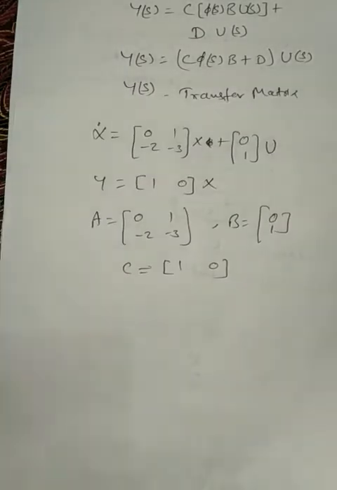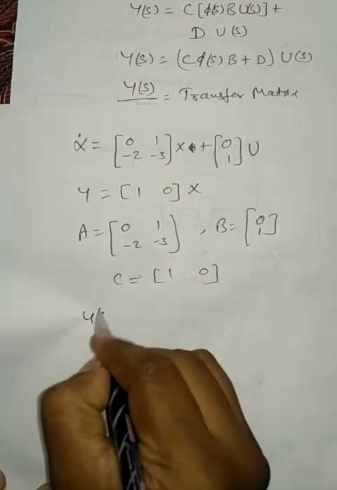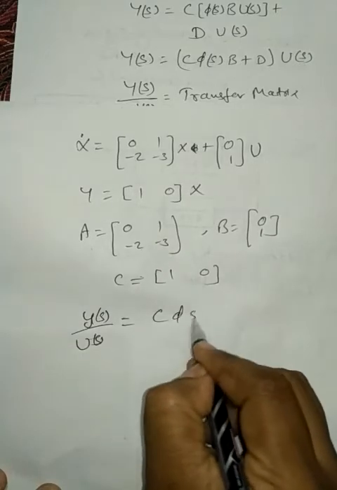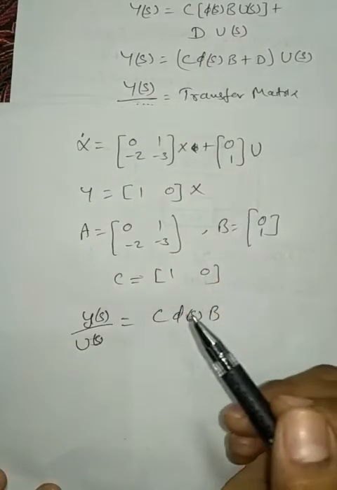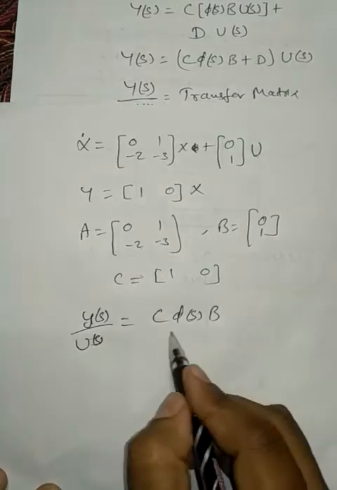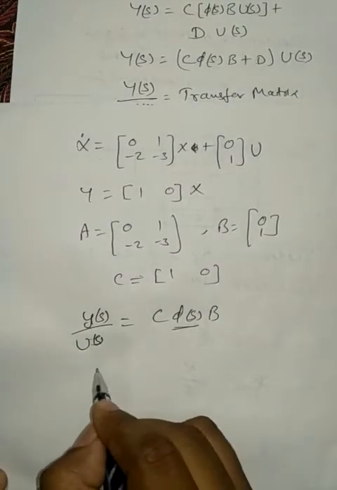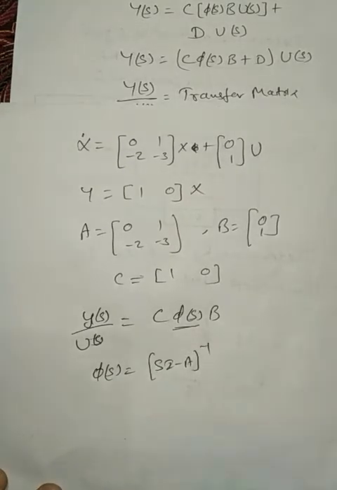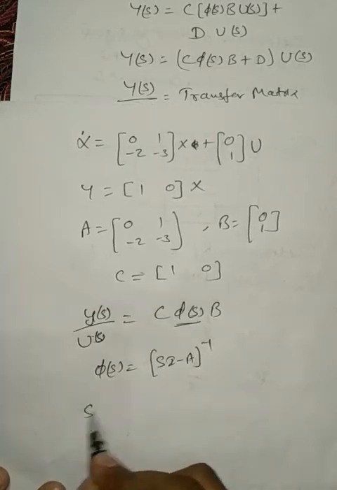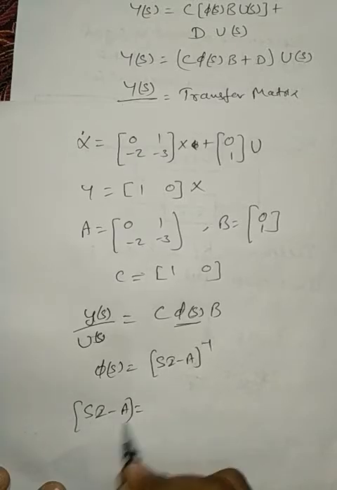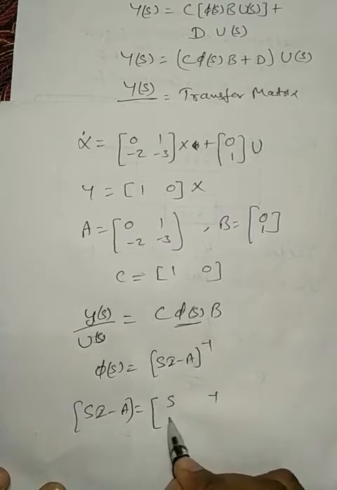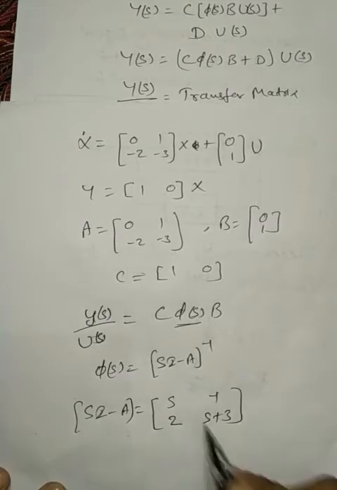So first of all, for the transfer function, Y(s) over U(s) is equal to C phi(s) B. Here D is 0, so C phi(s) B. So first of all, we have to find out phi(s). What is phi(s)? Phi(s) is (sI minus A) inverse. And what is sI minus A? The sI minus A matrix is [s minus 1; 2 s plus 3].